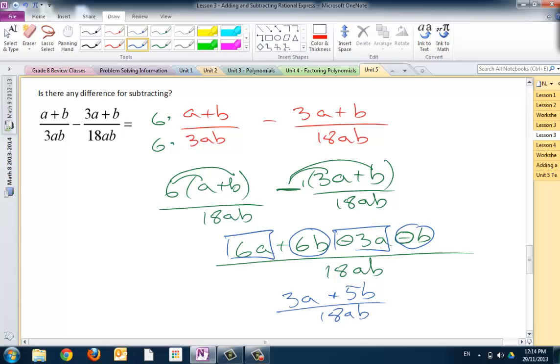Is there any factoring I can do to simplify this rational expression? No, at this point there isn't. The numerator cannot be factored, neither can the denominator. So that's my final answer.